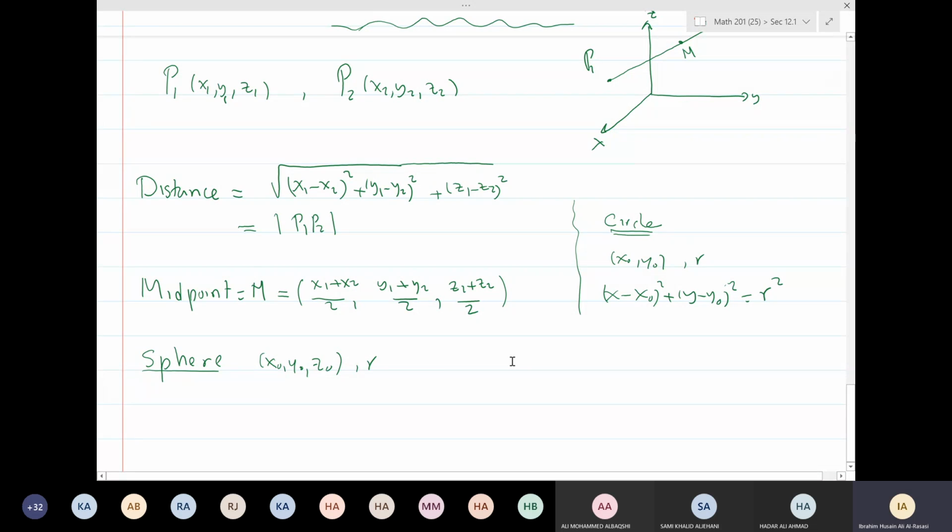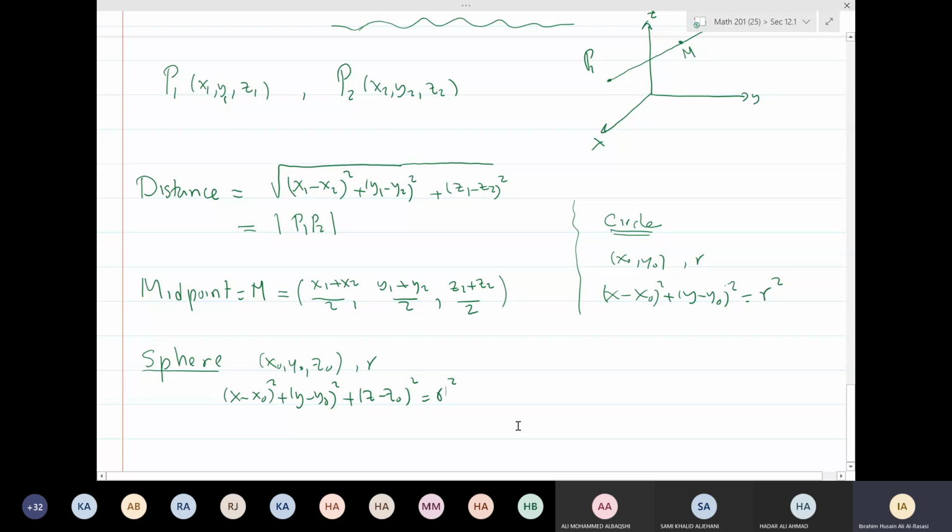Now the equation will be a generalization. It will be x minus x0 squared plus y minus y0 squared plus z minus z0 squared equals r squared. We are adding the z component squared. The spheres are generalizations of circles. Of course, I assume that you read the note, the definition of the sphere, or the textbook definition, and then the equation.